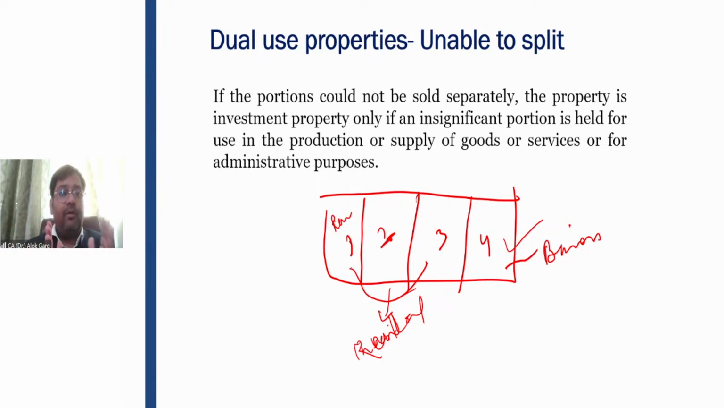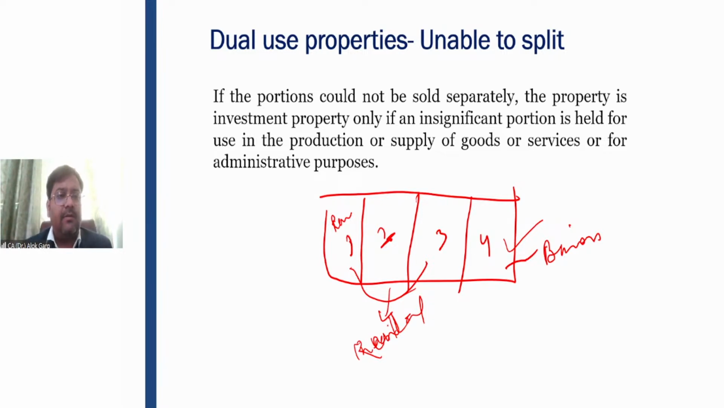Of course it is not separable, the rooms cannot be sold separately, right? Now the question arises whether that entire floor will be investment property, whether that entire floor will be property, plant and equipment, or the portion pertaining to 3 rooms has to be shown as investment property and the portion pertaining to 1 room has to be shown as PP.